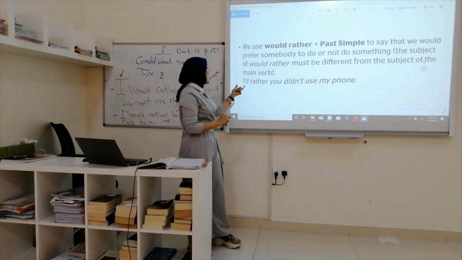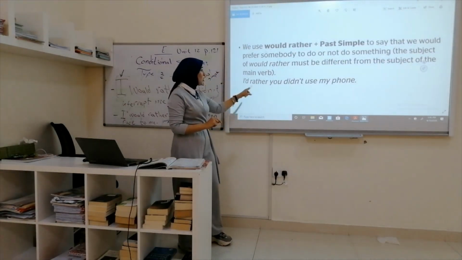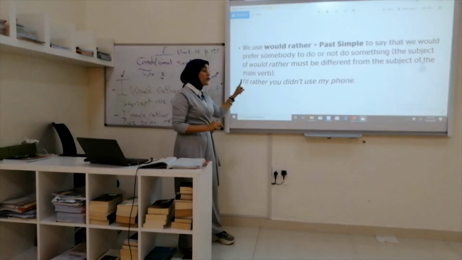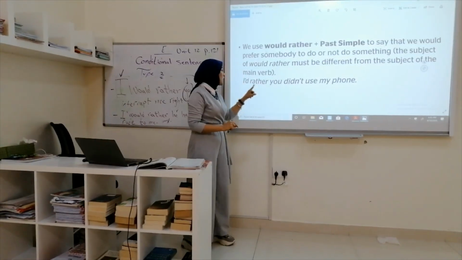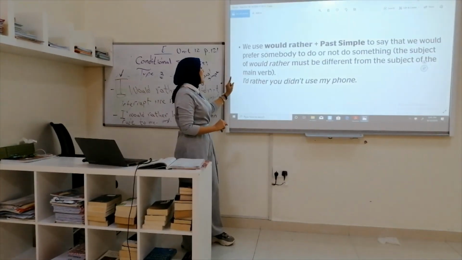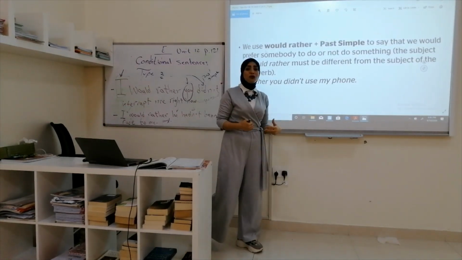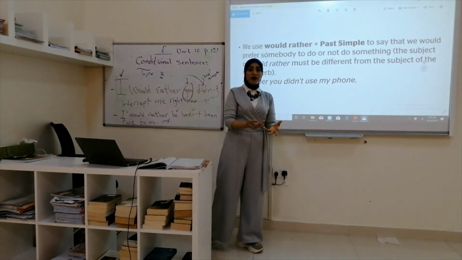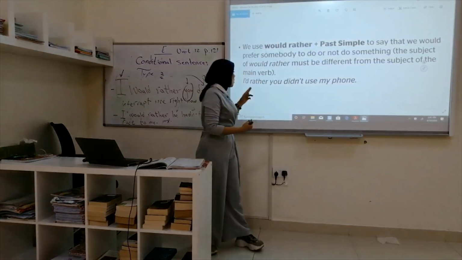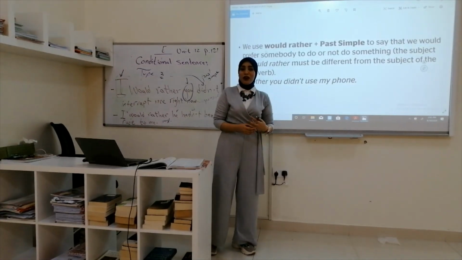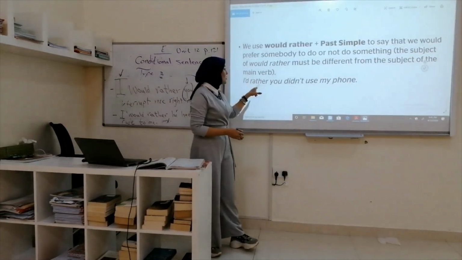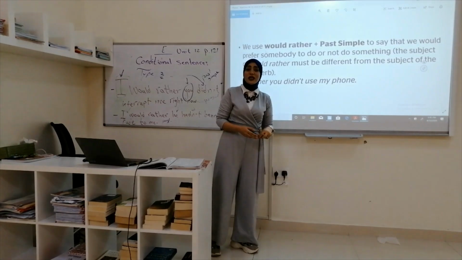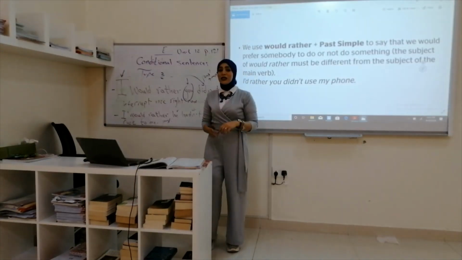Just like what? I'd rather you didn't use my phone. See, I and you: two subjects. The first subject is different than the second subject, so it's a must here. You use my phone, so I'd rather, or I would rather, you didn't use my phone. Okay, so you use would rather plus the past simple to refer to the present, but it's a must to have two different subjects. The first subject is different than the second.